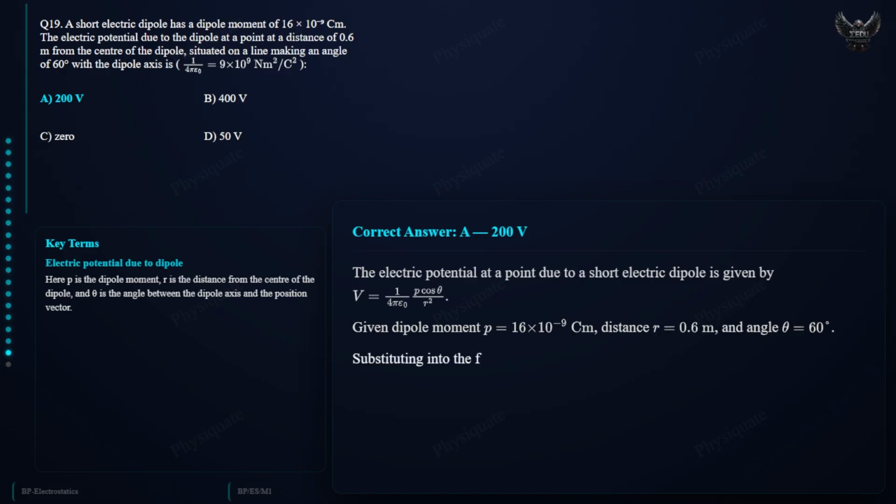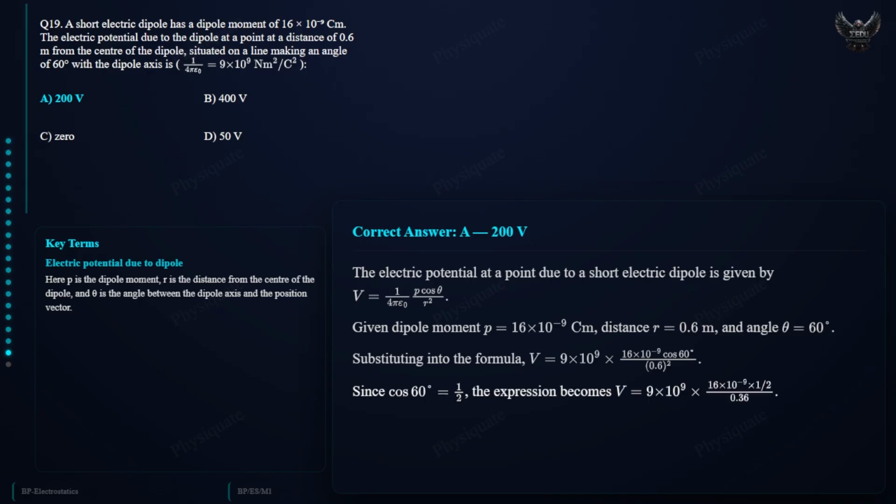Substituting into the formula, V equals 9 times 10 to the power 9 times 16 times 10 to the power minus 9 times cos 60 degrees divided by 0.6 squared. Since cos 60 degrees equals 1 divided by 2, the expression becomes V equals 9 times 10 to the power 9 times 16 times 10 to the power minus 9 times 1 divided by 2, divided by 0.36. Thus V equals 9 times 8 divided by 0.36. Therefore V equals 200 volt.